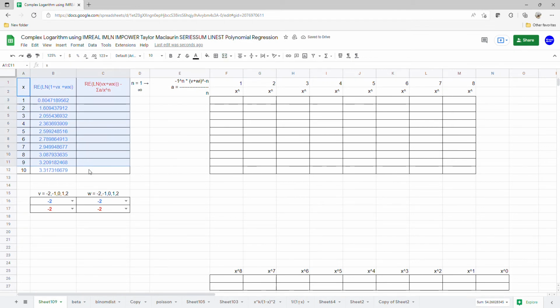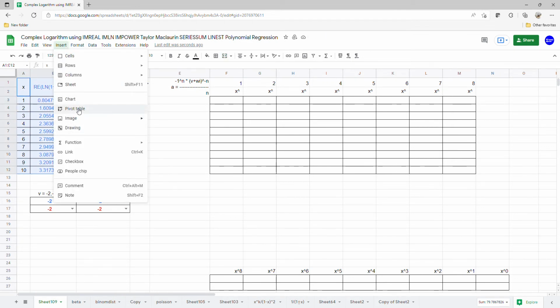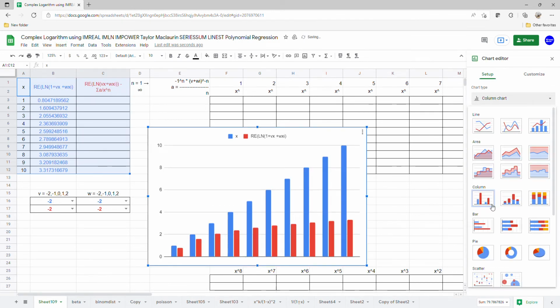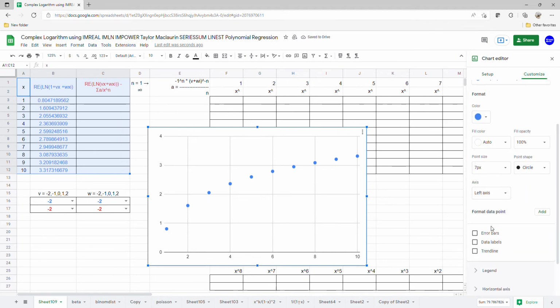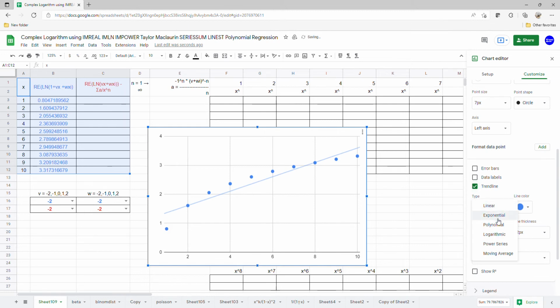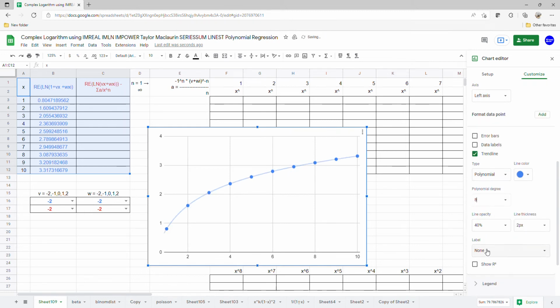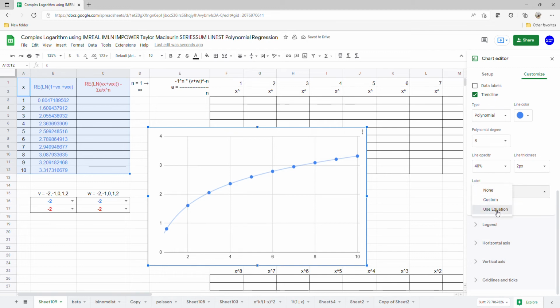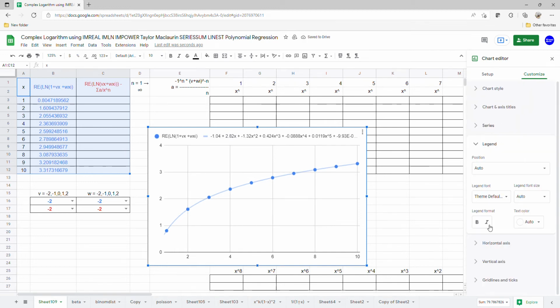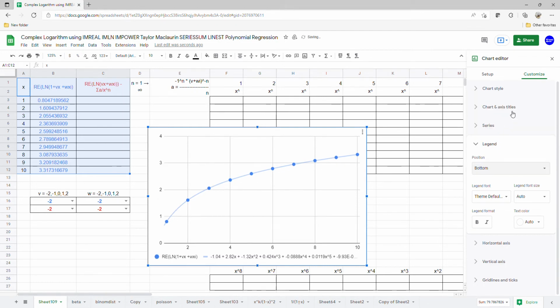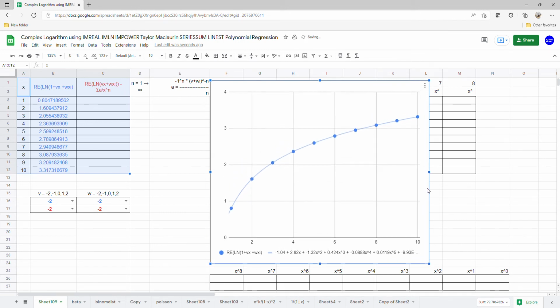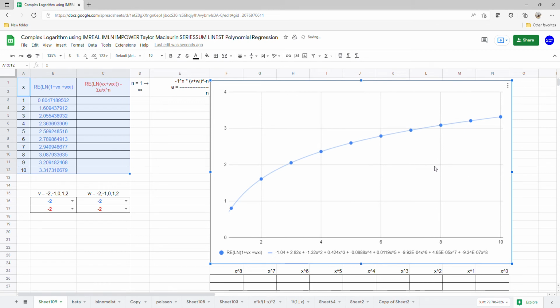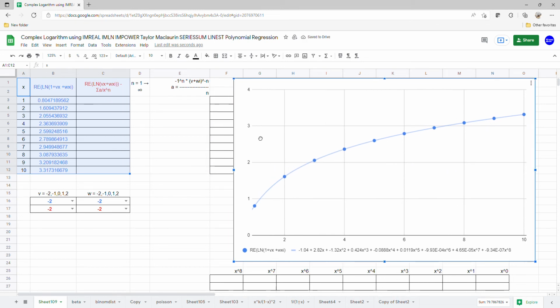And we'll chart this. And we use scatter chart. And show the trend line. The type, polynomial. The degree, 8. For the label, use the equation, and the legend position at the bottom. So here's a trend line and polynomial of the complex logarithm.